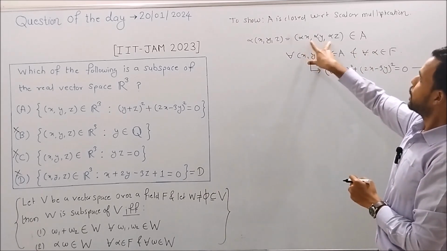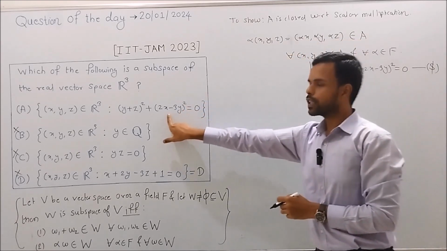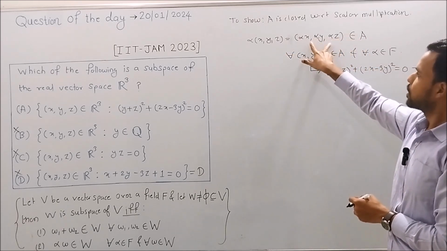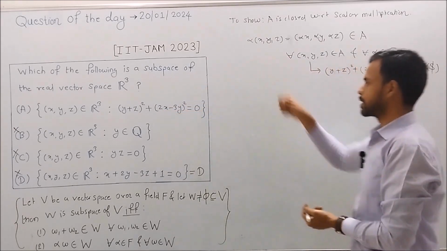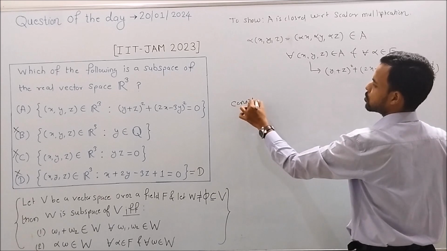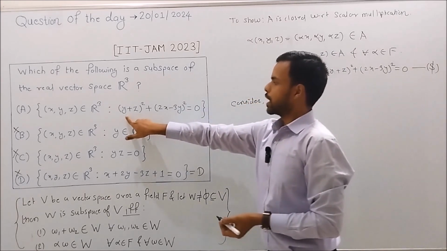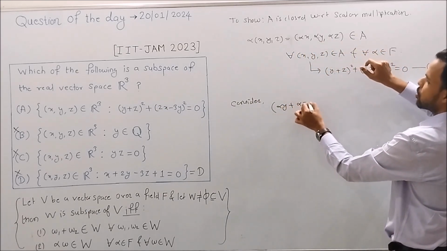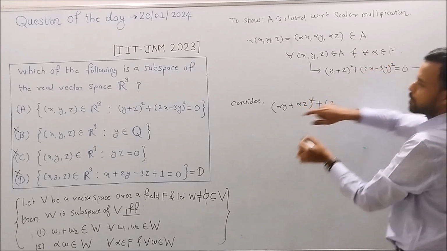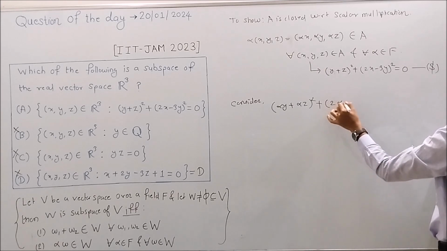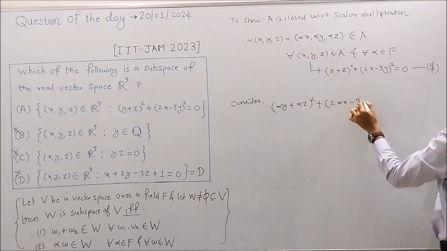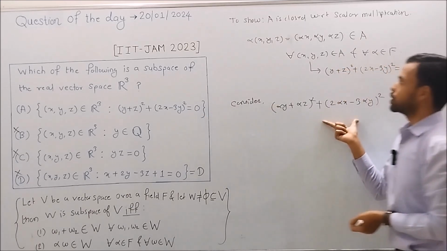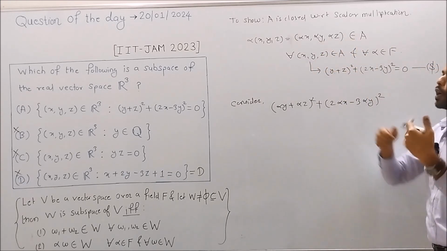Now we have this equation from this condition. Now we have to show that this element belongs to A. So this element must satisfy this condition. To show that this element belongs to A, we need to show that it satisfies this condition. So let's consider (second coordinate plus third coordinate) whole square plus (2 times first coordinate, 2 times alpha x, minus 3 times second coordinate, alpha y) whole square. Is this sum equal to 0? If this sum equals 0, then this element belongs to A.